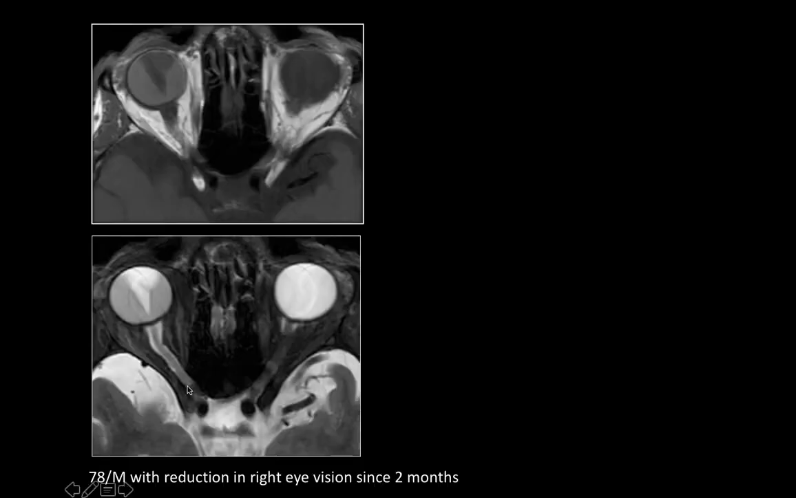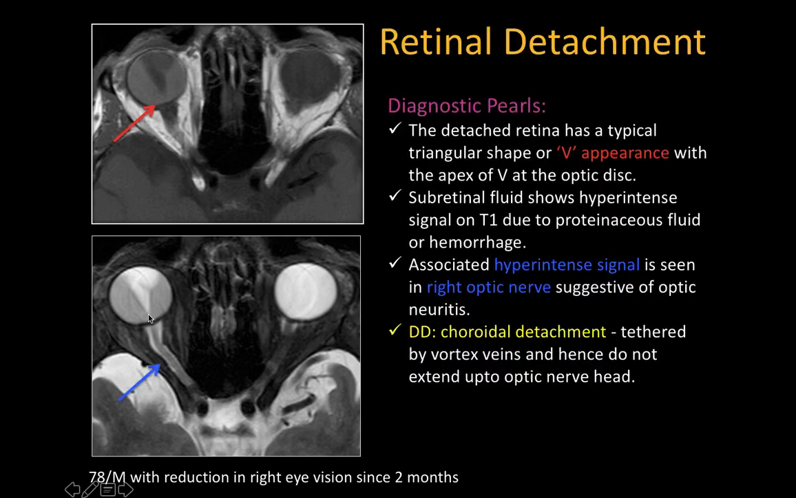Coming to the next case, this is a 75-year-old male who had reduction in vision in the right eye since 2 months. So here we see a V-shaped membrane. So V-shaped retina. When we see V-shaped, it's usually retinal detachment because the apex is located at the optic nerve head. Also note there is abnormal T2 hyperintense signal in the entire aspect of the optic nerve with prominence of the subarachnoid space. This indicates chronic optic neuritis.